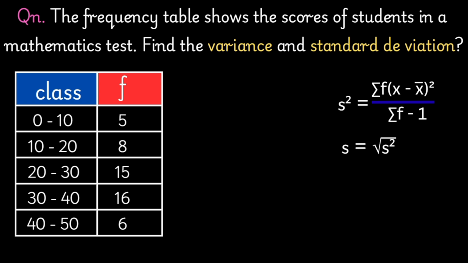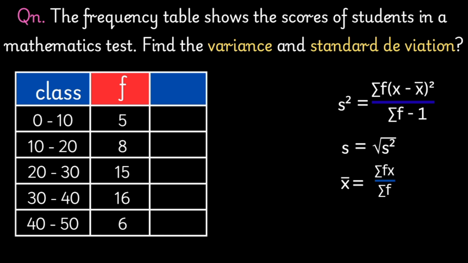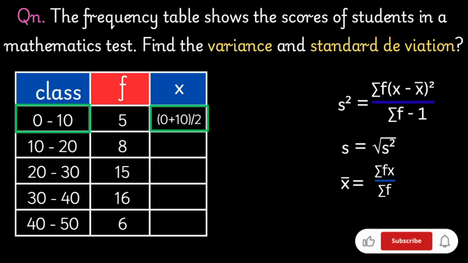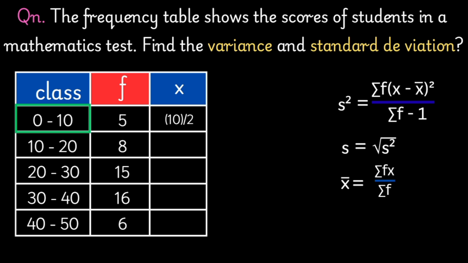Notice that we also have the mean, denoted by x bar, which is given by this formula: the summation of fx divided by the summation of f. Now the first thing we need to get is x, which is the midpoints. For us to get x, it is very simple and interesting. First, we consider the first row of the class, that is 0 to 10. It shall be the lower limit plus the upper limit divided by 2. That is 0 plus 10 divided by 2, which is 10 divided by 2, giving us 5.